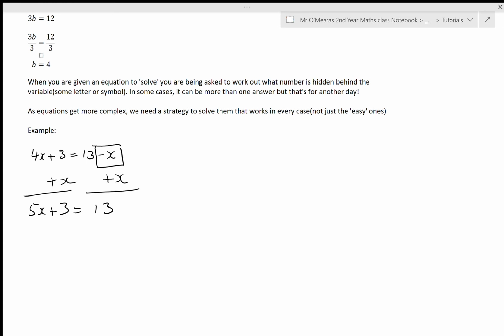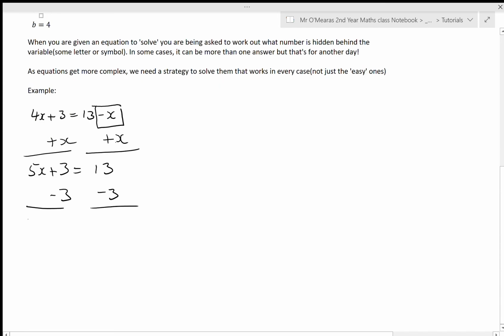So we need to somehow eliminate that plus 3 or move it. We look, it's being added, plus 3. So we do the inverse operation of plus 3, which is minus 3. We have to do the same thing to both sides. So we end up with 5x plus 3 minus 3; they have eliminated each other. 13 minus 3 is 10. So now we have 5x equals 10.